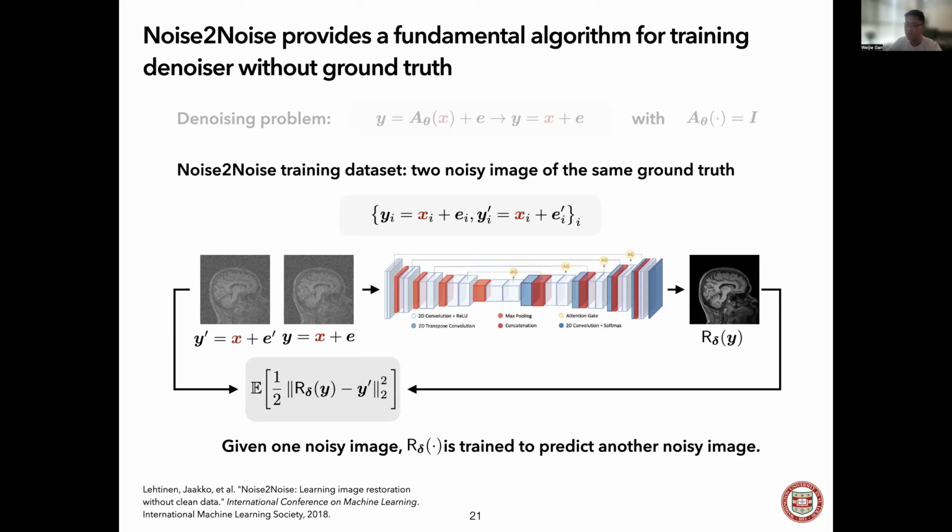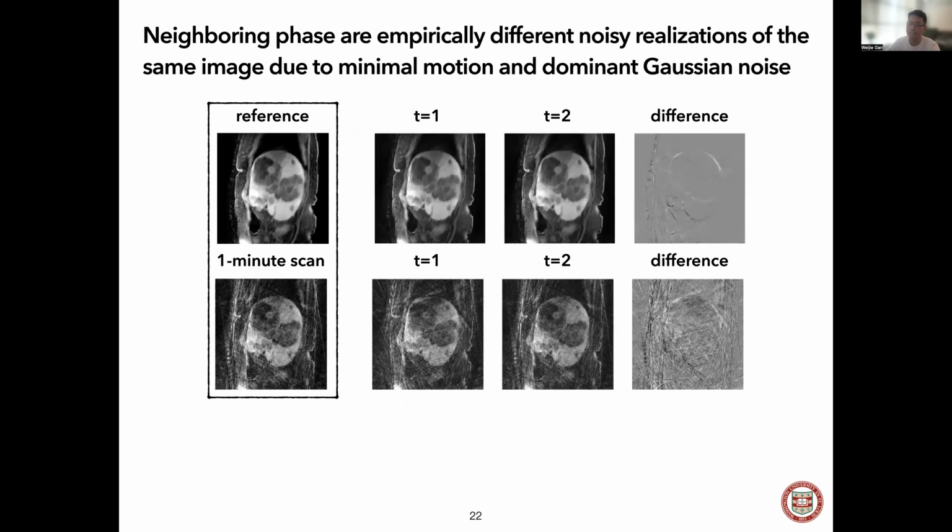But how does noise to noise correspond to our 4D liver MRI? Here's our empirical understanding about the data. We notice that the neighboring phases can be empirically considered as different noisy realizations of the same image because the motion is so small that we can just ignore it. And also the artifacts in the subsampled measurement are basically just Gaussian noise.